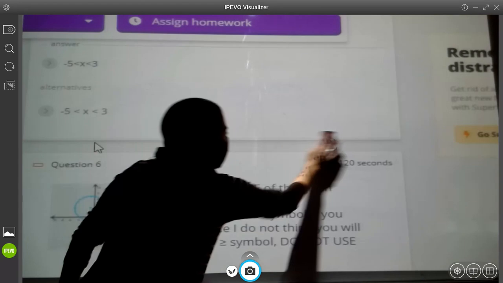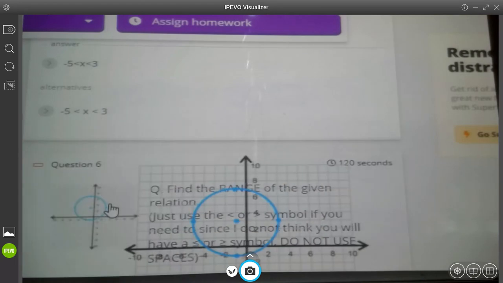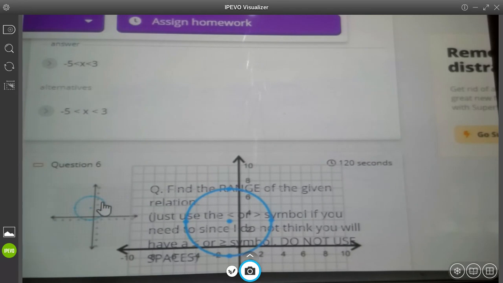All right, so we got the range, right? You're looking for the y values, all of them that live on this relation. And again, I apologize if it's too hard for you guys to read here.